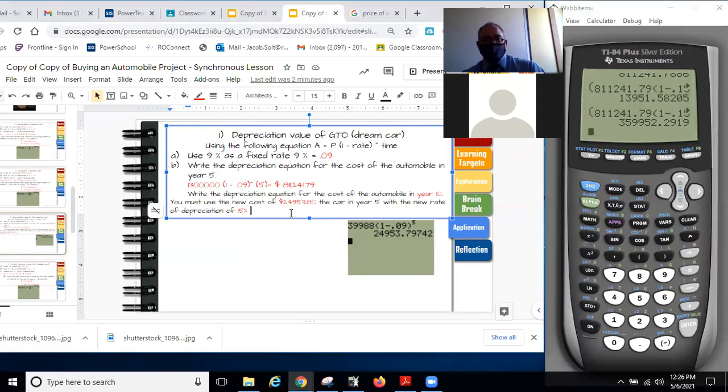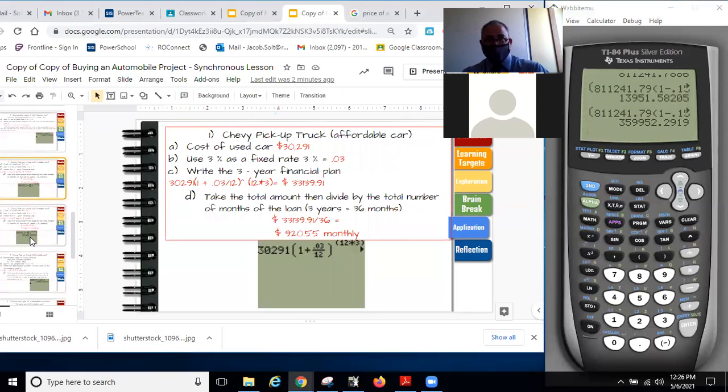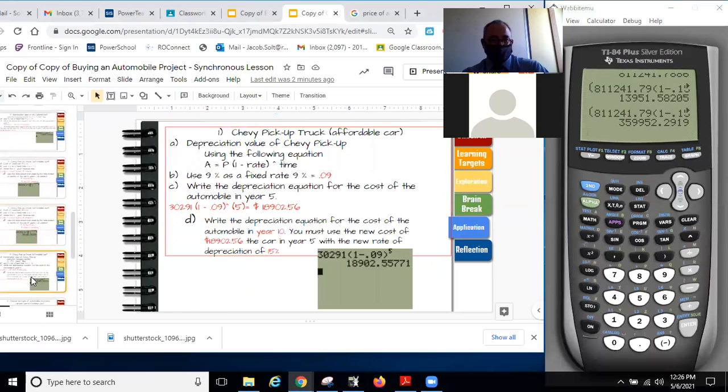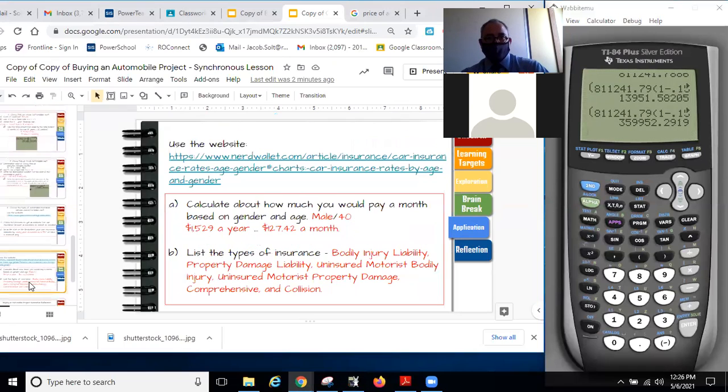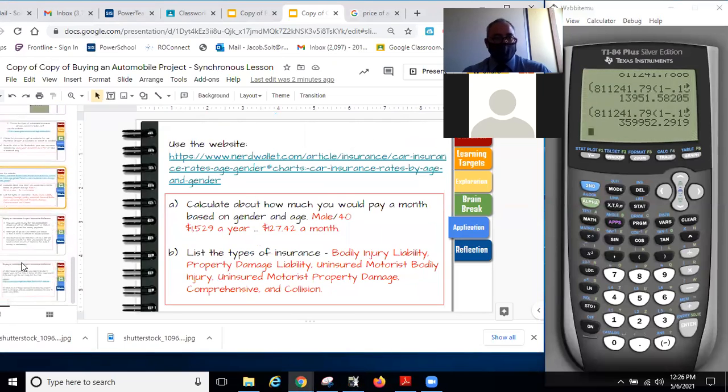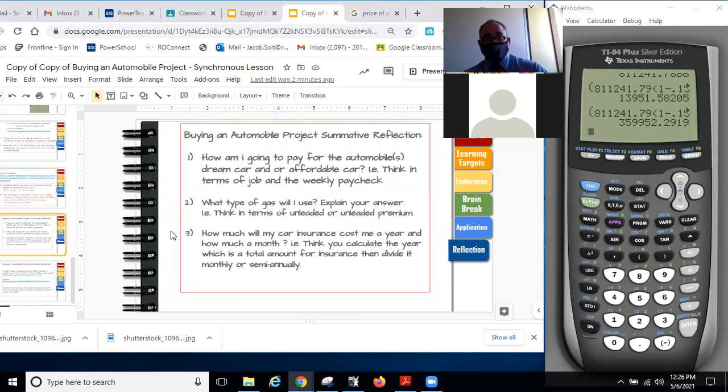So that's my response to this other part. The next slides are the exact same thing, but now with the affordable car. So you're going through the same steps I just showed you with a different car. And I think you guys can handle the rest. You're just going to go to Geico and get an insurance quote, find out how much you'll pay per year, and what kind of insurance you need. You'll be exploring around, then you'll answer these reflection questions.